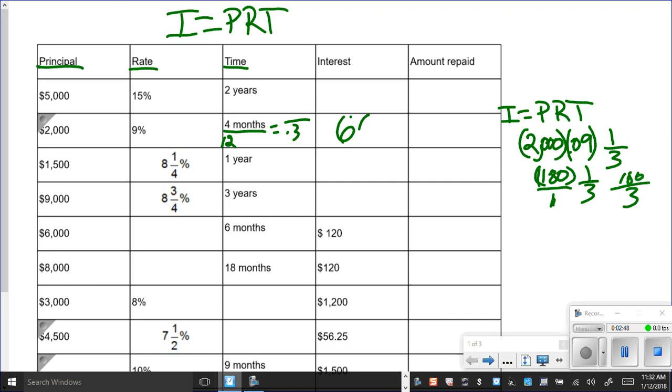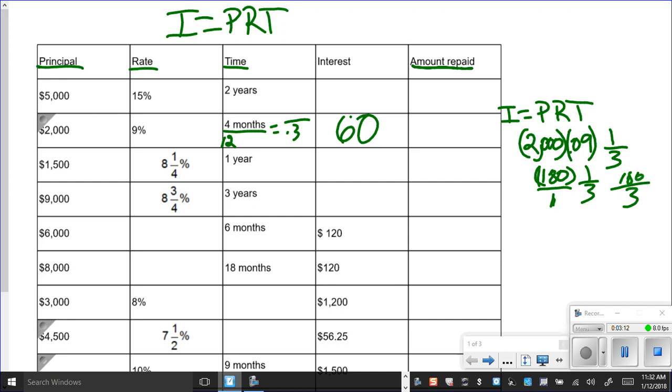So do not panic if you have a repeating decimal. We're not going to use the repeating decimal. We're simply going to use the fraction that represents the repeating decimal. And when you use the fraction, most of the time it's going to give you something that you can work with. All right, now we have the principal, the rate, the time, the interest.